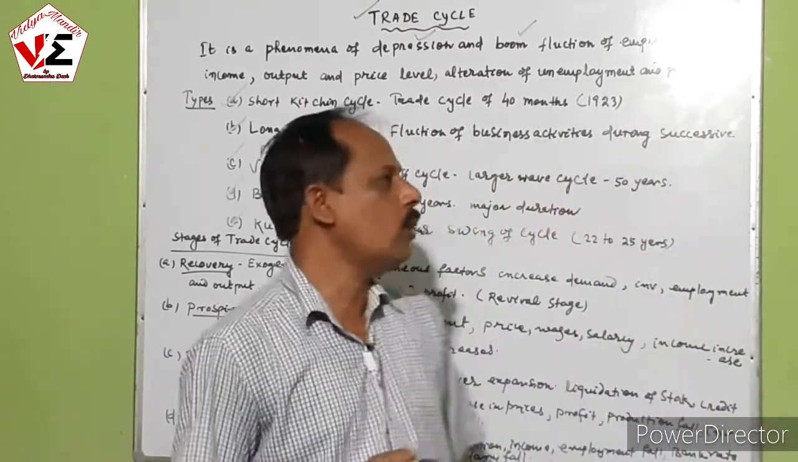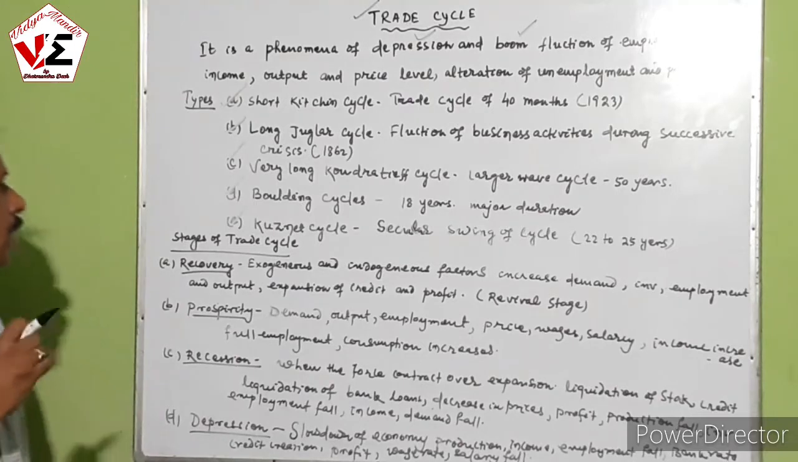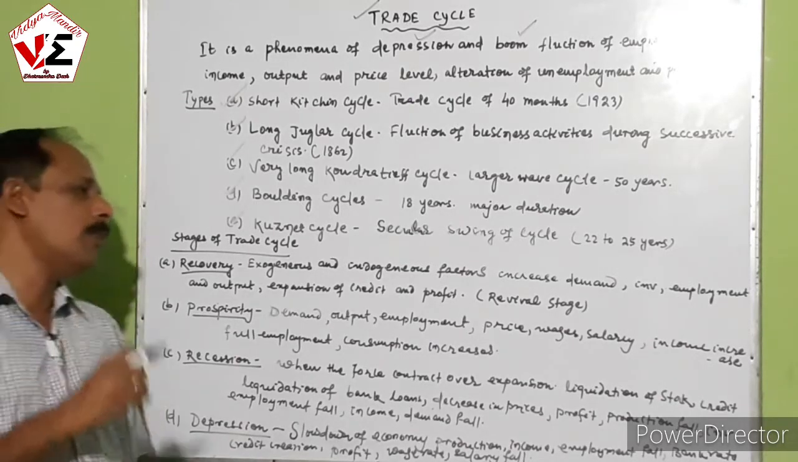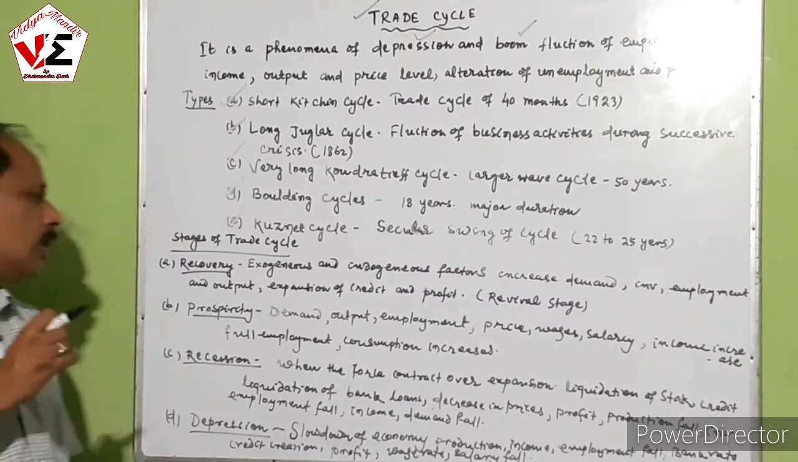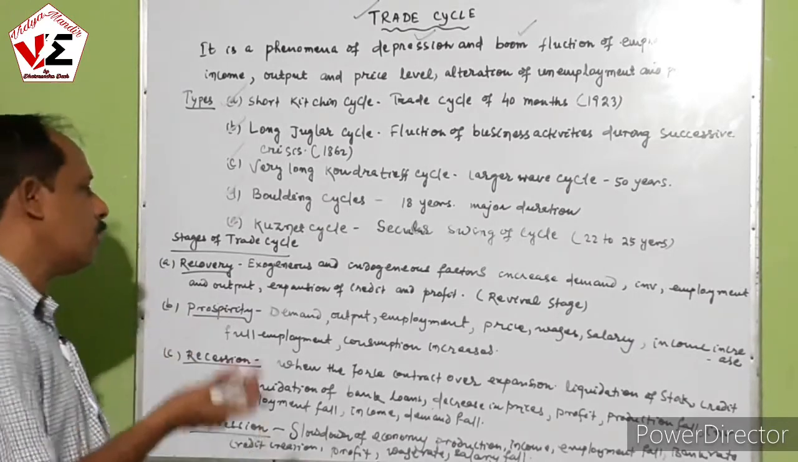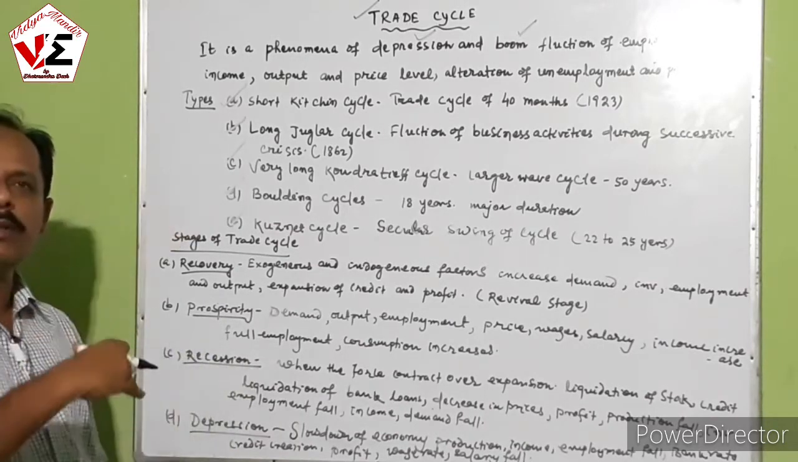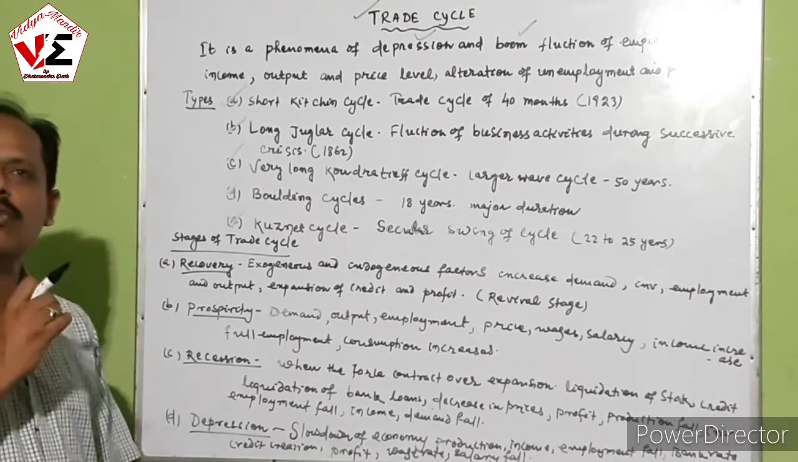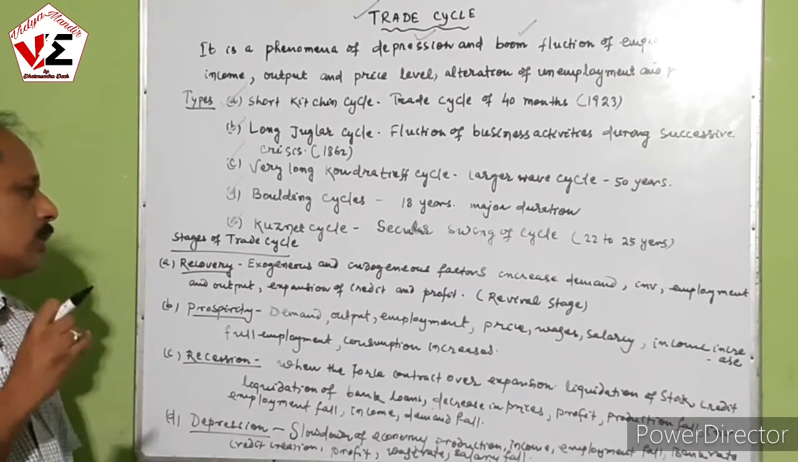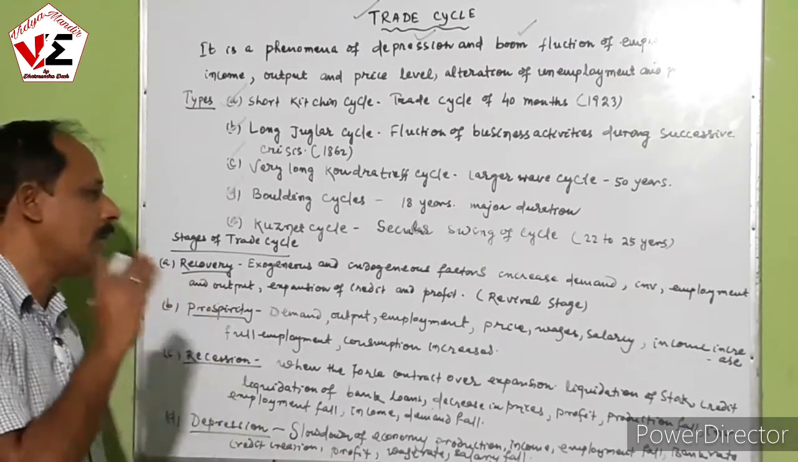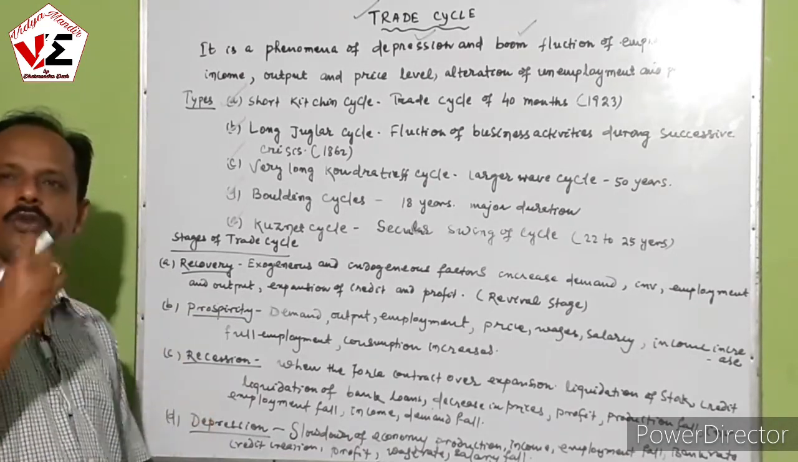Now, after the recovery, the economy moves to the point of prosperity. Prosperity means topmost development, full employment achieved here: demand, output, employment, prices, wages, salary, and income increase, and the consumption standard and living standard of the people increase. There is a better position of the economy. That is prosperity, where the economy reaches the crest, the topmost point of the wave. Living standards increase with the increase in wages and salary, then investment increases, and the economy reaches full employment.